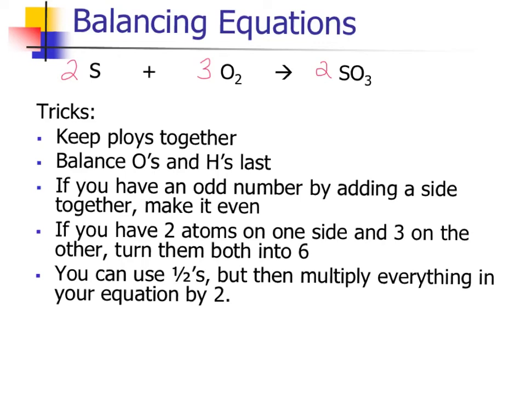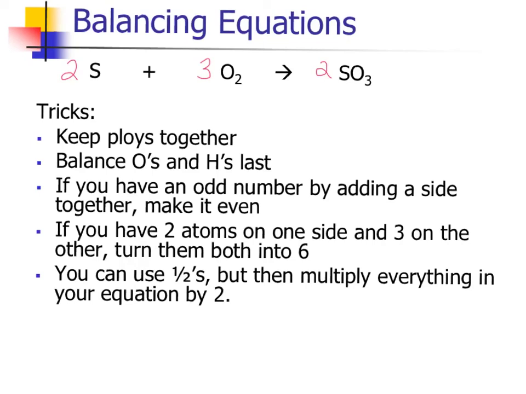If you have a situation where you have an odd number of an atom, by adding a side together, try and make it even by putting a 2 in front of the single atom. If you have 2 atoms on one side and 3 on the other, turn them both into 6. Always look for lowest common multiples.